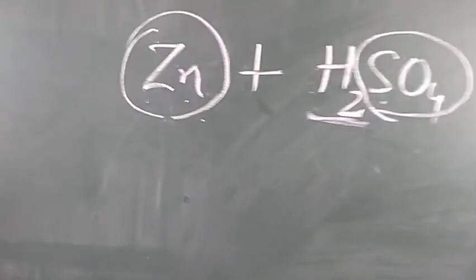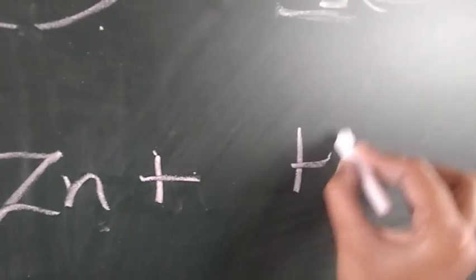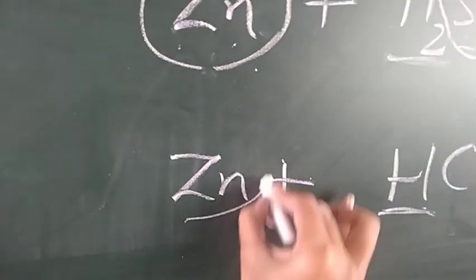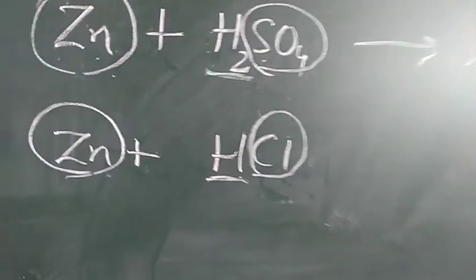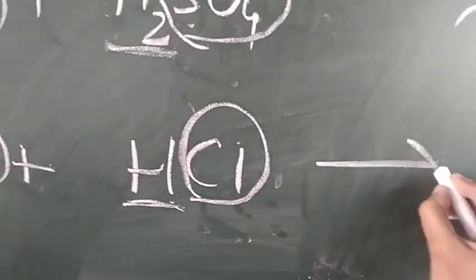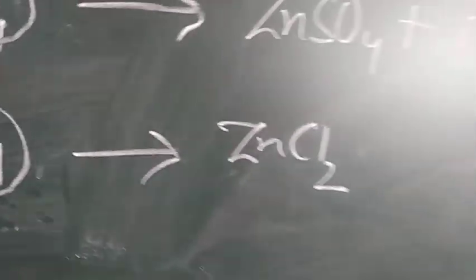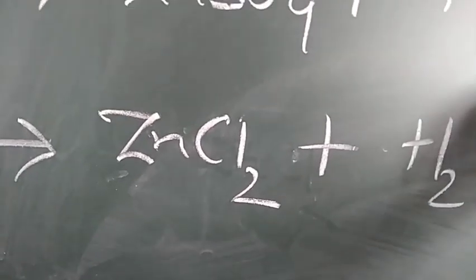Another acid we will take with zinc is hydrochloric acid, HCl. Again hydrogen gas will be released, and what is formed here? ZnCl2, that is the formula of zinc chloride. So ZnCl2, zinc chloride, the salt, will form, plus what is left? That is the hydrogen gas.